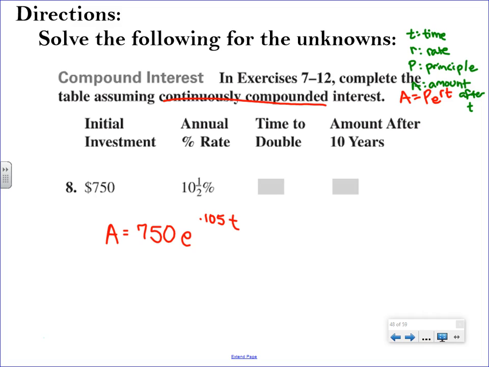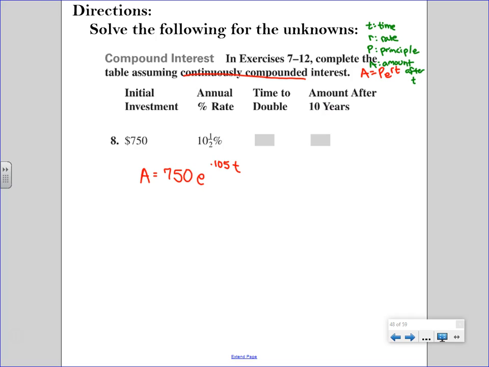How long does it take to double? And how much do you have after 10 years? Now, how long? I'm going to find T when? What does it mean if the amount doubles? The initial investment is now doubled. So what is double the initial investment?